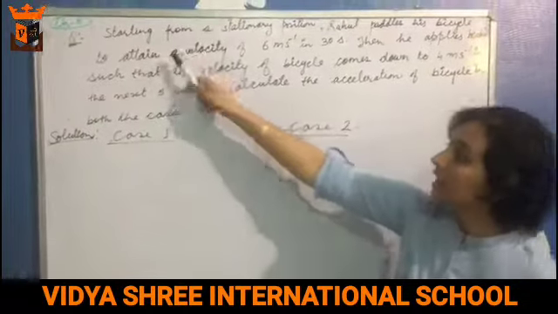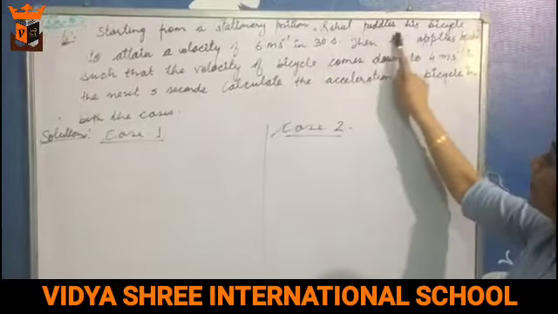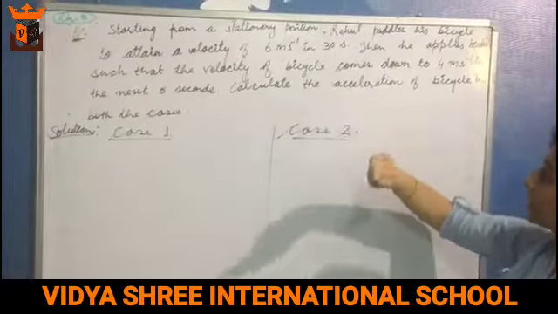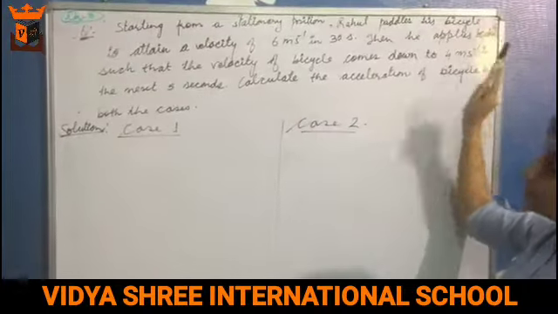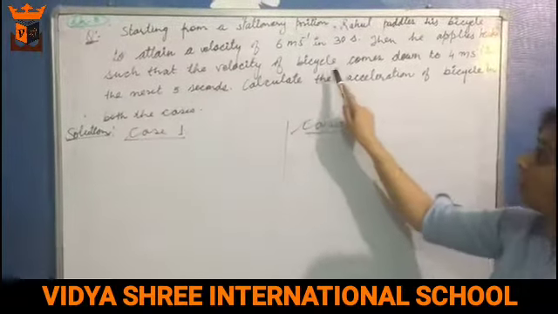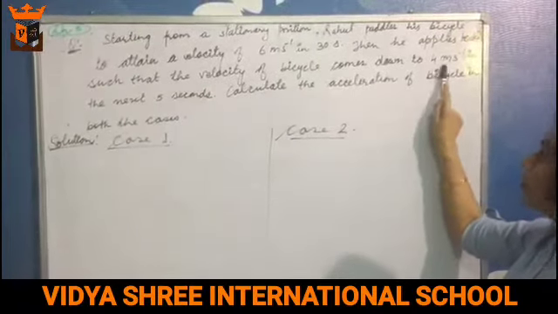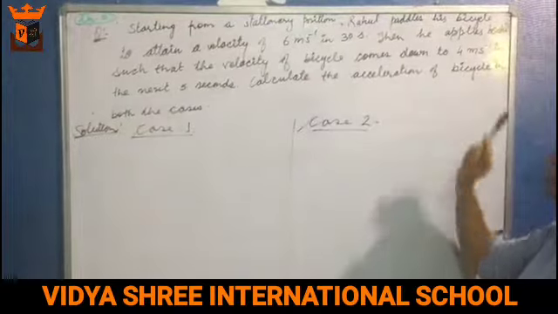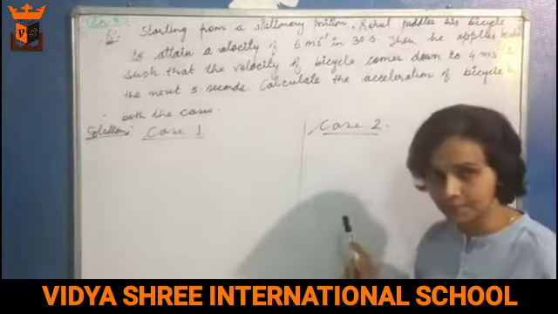See, starting from a stationary position, Rahul pedals his bicycle to attain a velocity of 6 meters per second in 30 seconds. Then he applies brakes such that the velocity of the bicycle comes down to 4 meters per second in the next 5 seconds. Calculate the acceleration of the bicycle in both the cases.